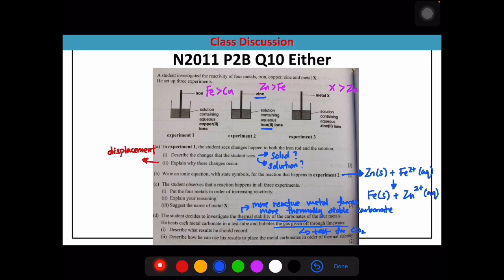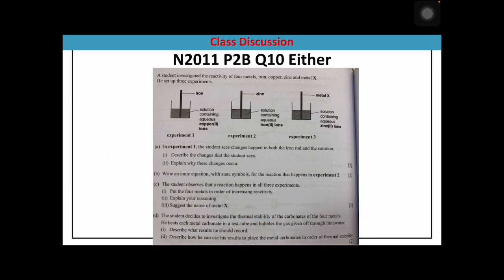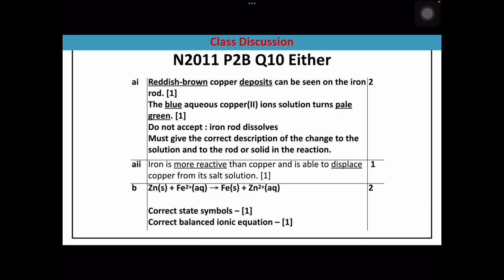So in terms of the results that he should record, definitely he should be looking at how the carbon dioxide interacts with the lime water. So it could be how long it took for lime water to form white precipitate, for example, right? And then how this will affect the results later on. So let's take a look at the answers now.